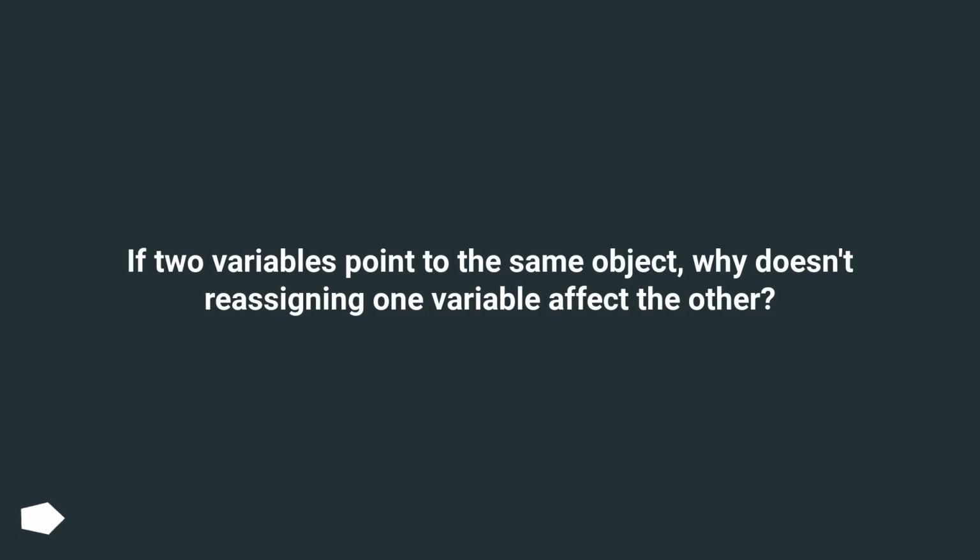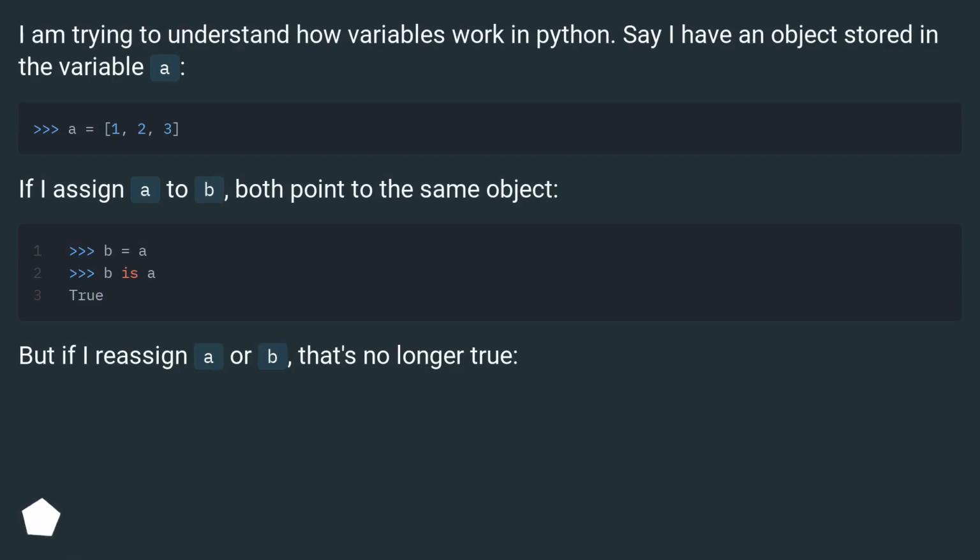If two variables point to the same object, why doesn't reassigning one variable affect the other? I am trying to understand how variables work in Python. Say I have an object stored in the variable a. If I assign a to b, both point to the same object.